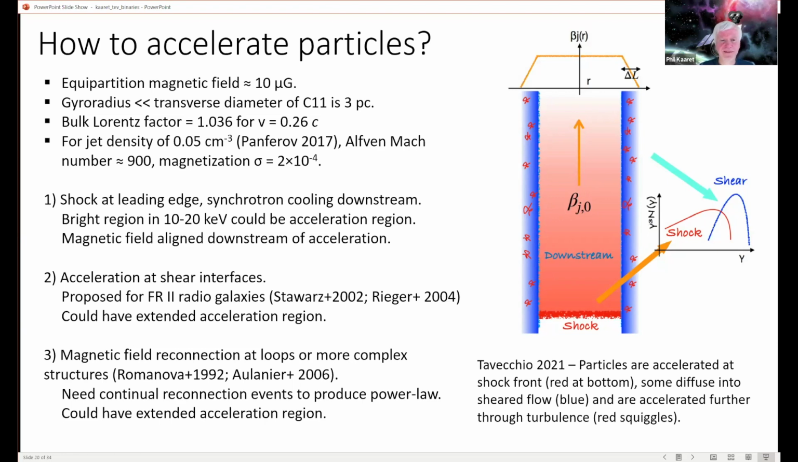It'd be of great interest to have any of the theorists on the call actually take the models proposed for the FR2s and see how they apply to SS433. In that case, you could have an extended acceleration region. And you could also have magnetic field reconnection in loops.